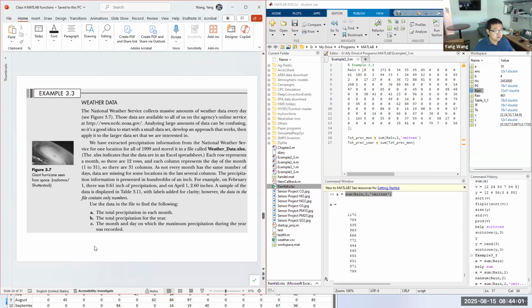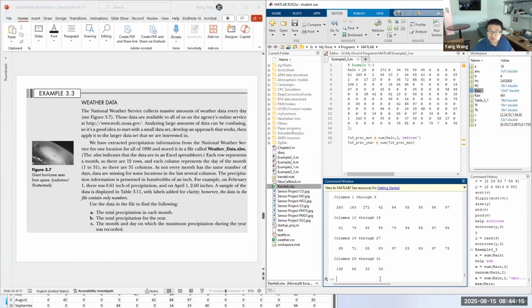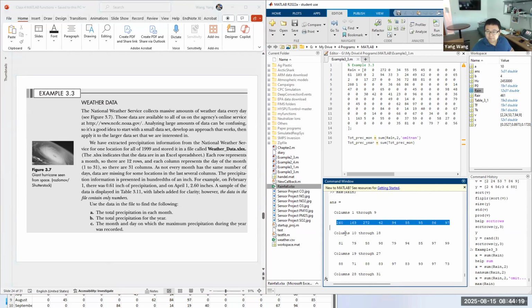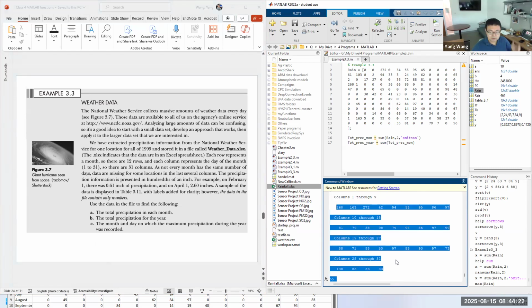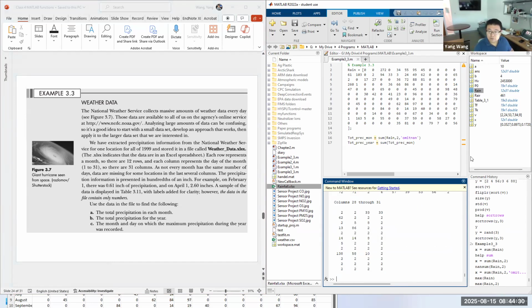Okay, so the months and days. I think now we need to find the maximum, right? So we can directly try, for example, max of rain and see what it gets. Again, it's doing this column selection, right? It's just finding the maximum value in each column. So you can do 2.